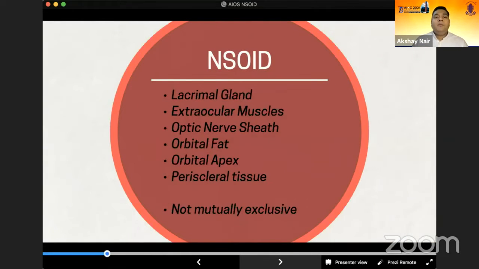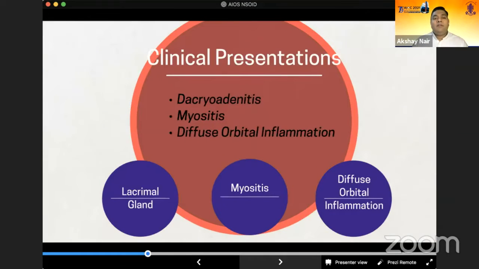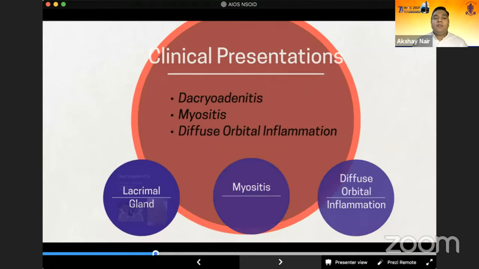Now, what does this include? This orbital inflammatory disease can affect any of these structures that we see: the lacrimal gland, the extraocular muscles, the optic nerve sheath, the fat within the orbital apical structures, or even the periscleral tissue around the globe. And these are not mutually exclusive. You can have overlapping structures being associated and therefore a complex presentation. So typically, how does it present? I'll cover three clinical scenarios that we commonly see.